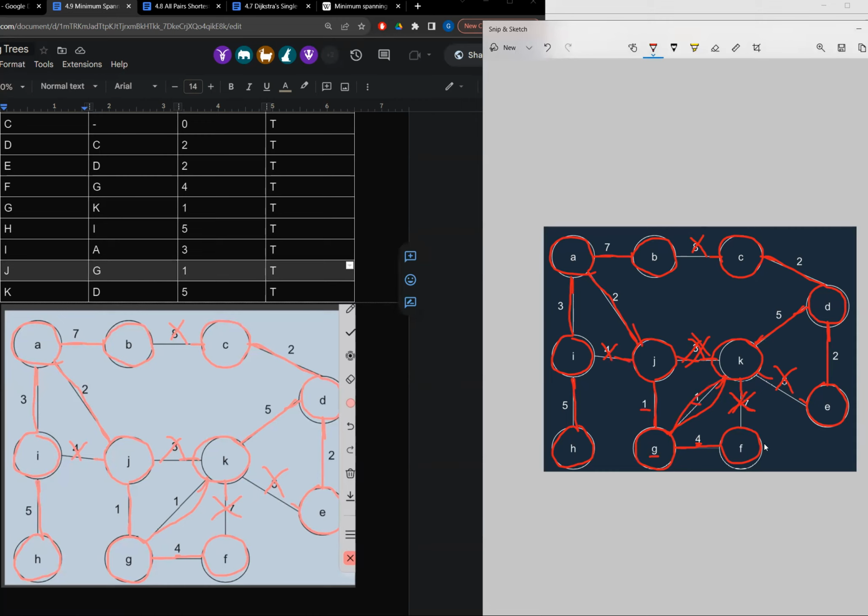Then second question. We start at J. So if we start at J, we'd learn about 2, 4, 3, and 1. And then G would be added first. And that would tell us about another one. And then K would be added. So we'd have had the tree. It's a 3 vertex tree here.